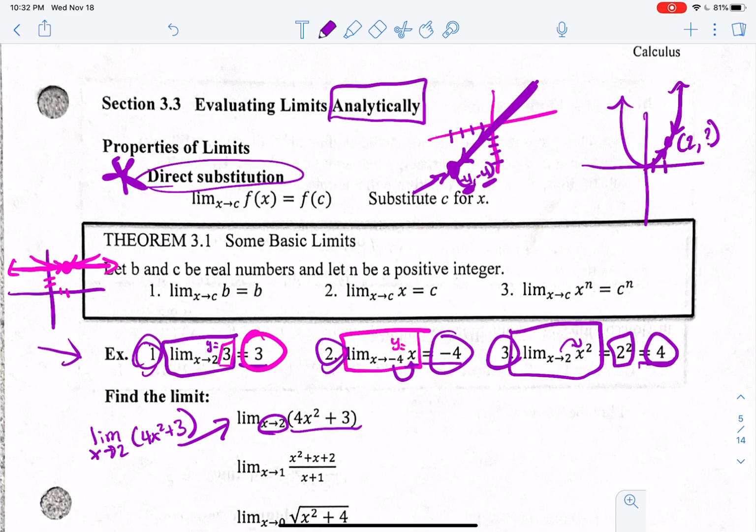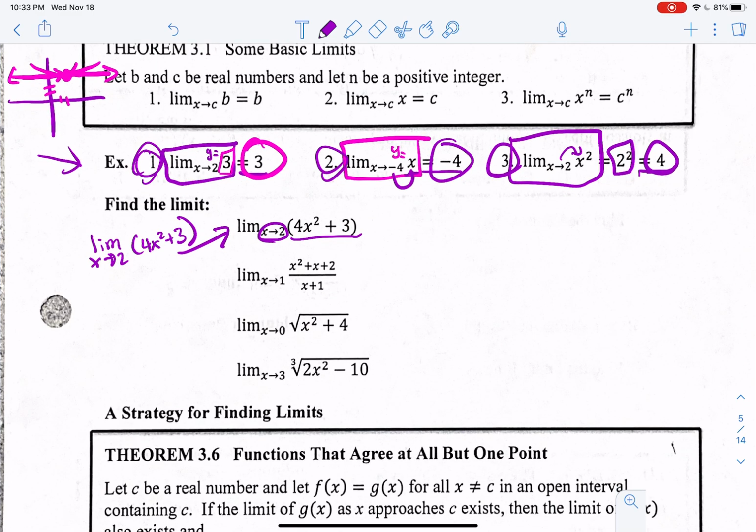So usually we try to evaluate limits at places that have problems, like holes and vertical asymptotes, but they're just warming us up to that idea by looking at the graphs of things that already do exist, okay? So find the limit of these guys. First, always try to plug it in.